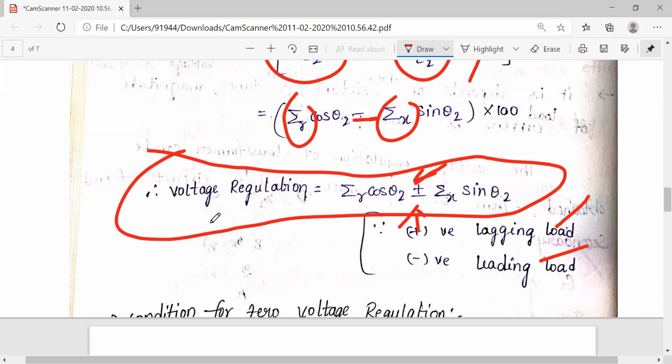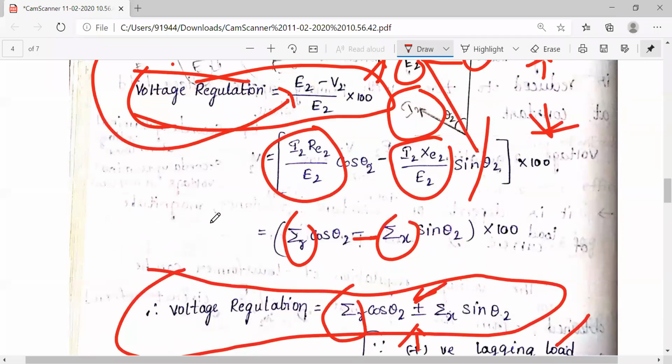Where sigma R means I2 R equivalent of 2 by E2, and sigma X means I2 X equivalent of 2 by E2. Okay.